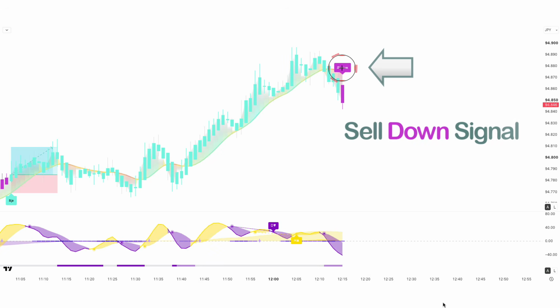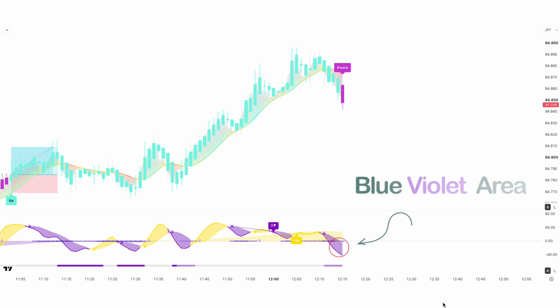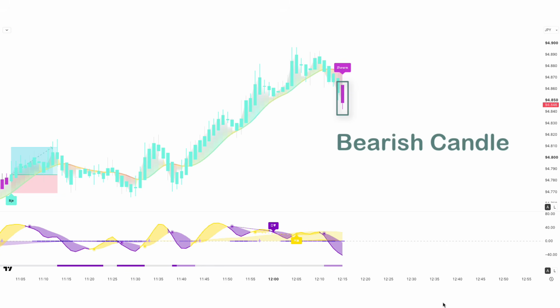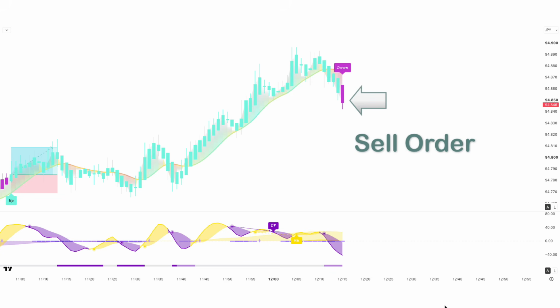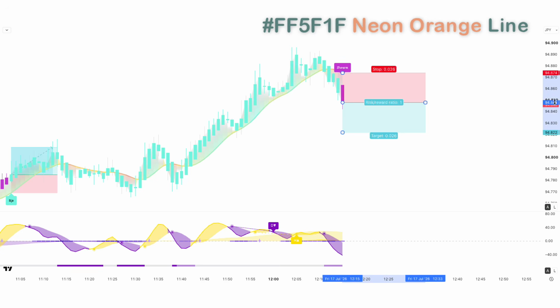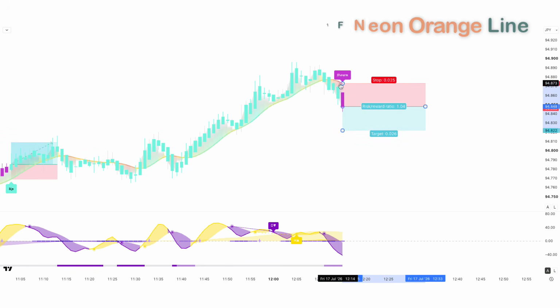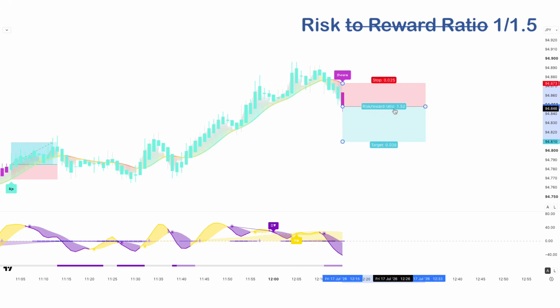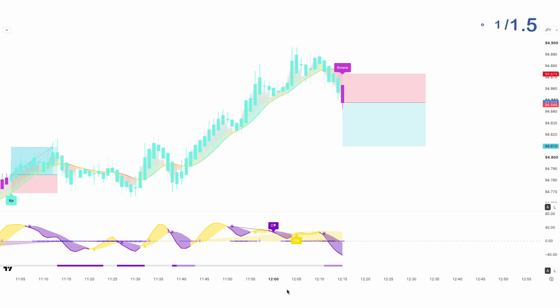When the Uptrick Trend Pressure label is down, this is a sell signal. The blue-violet area line of Artemis Squeeze Momentum should be below the yellow area. And the market forms a bearish candle. If this condition is fulfilled, then we will place a sell order. Our stop loss is to be placed at the neon orange line, and the risk-to-reward ratio will be 1:1.5.